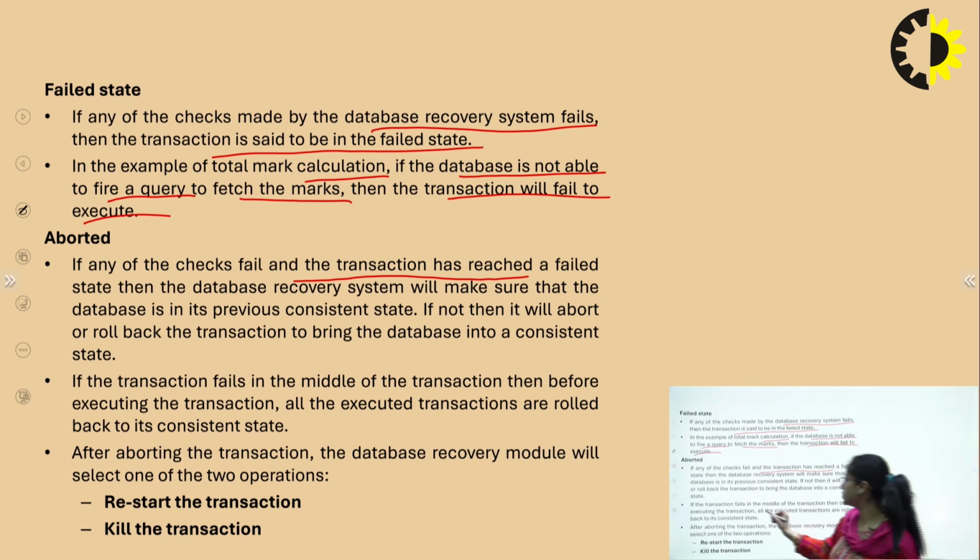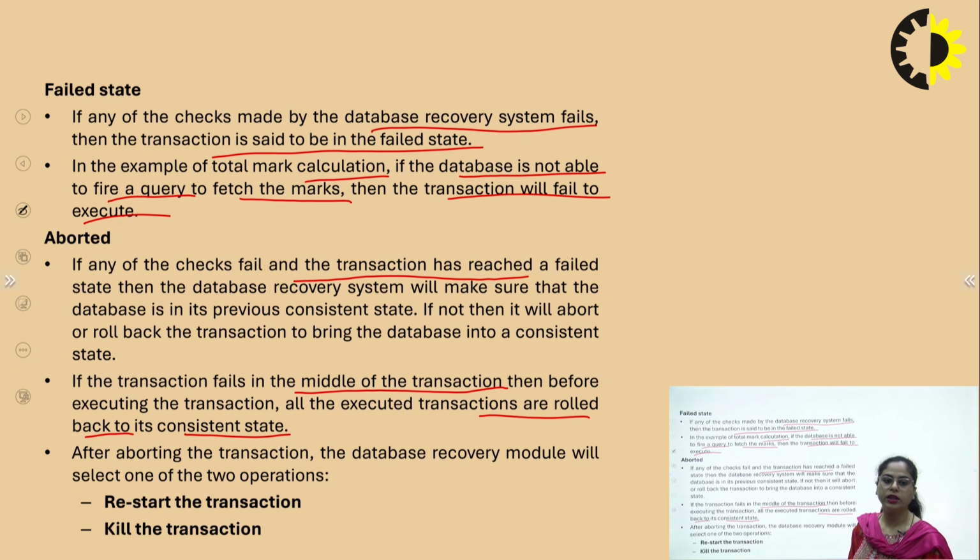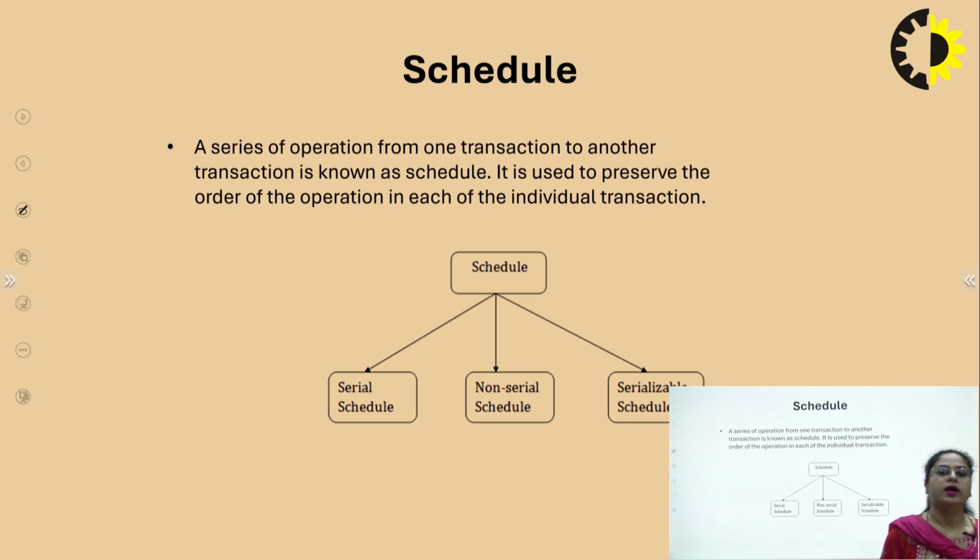If the transaction fails in the middle, then all the transactions executed before are rolled back to the consistent state. All the transactions will be rolled back. All our work will be undone. After aborting the transaction, the database recovery module will select one of two operations: restart the transaction or kill the transaction. Thank you.